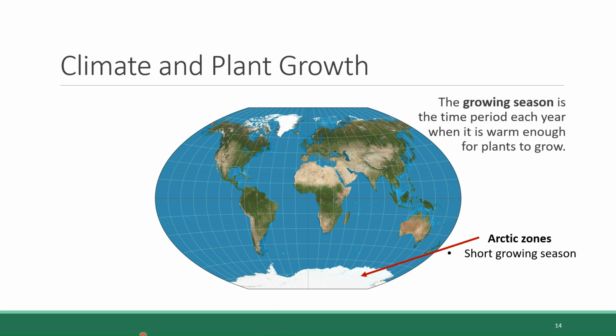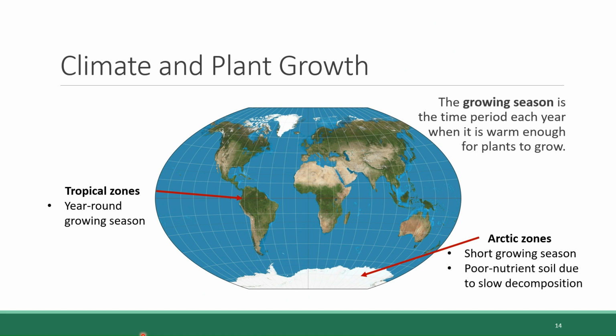Arctic biomes have a growing season that is only a couple months long because for the remaining portion of the year everything is frozen. Whereas tropical biomes often have a year-round growing season as long as there is enough precipitation to support that kind of activity. Another factor that plays into plant growth is soil nutrition. Arctic zones have poor nutrient soil because the cold temperatures mean that any organic material in the region decomposes very slowly. So it does not break down quickly and re-enter the cycle to support other living organisms. And additionally, there is a very slow rate of primary production in these regions.